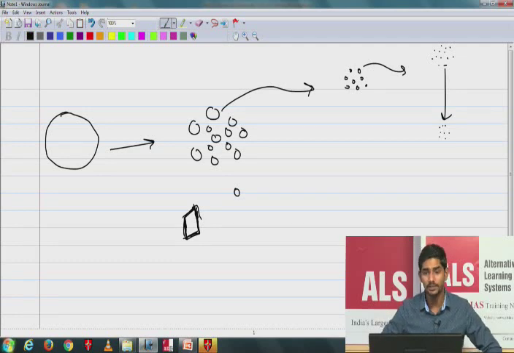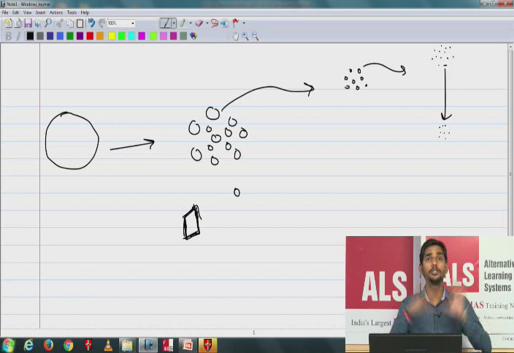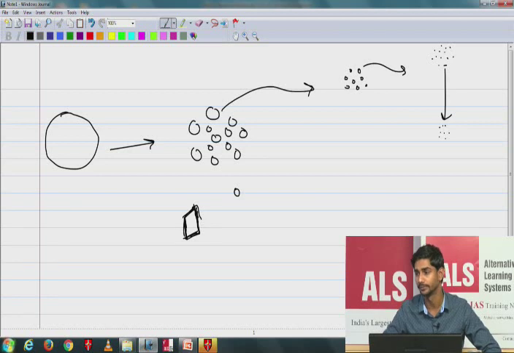Okay, so this gold sheet can have a huge number of smaller gold particles. Now it is very difficult to deal with them at that particular time.